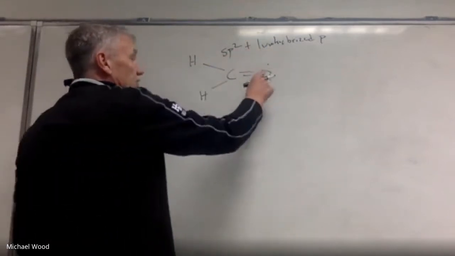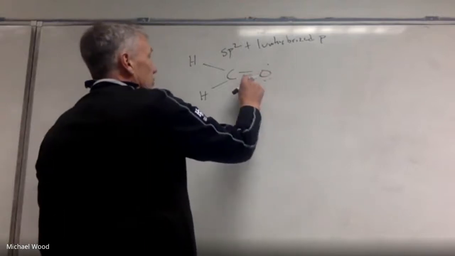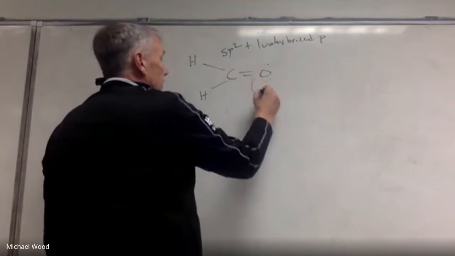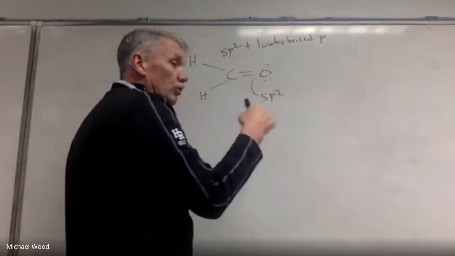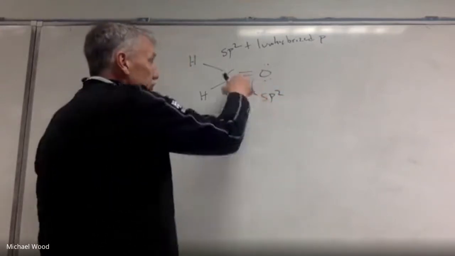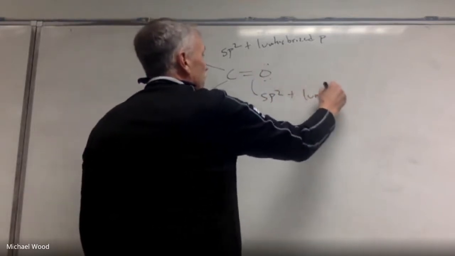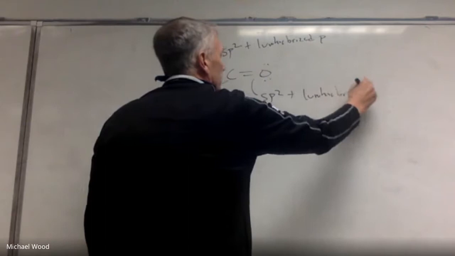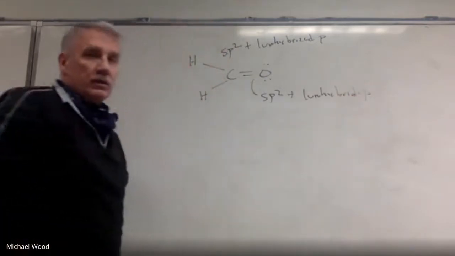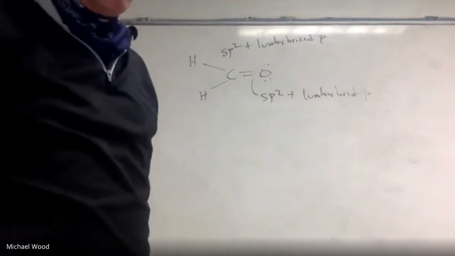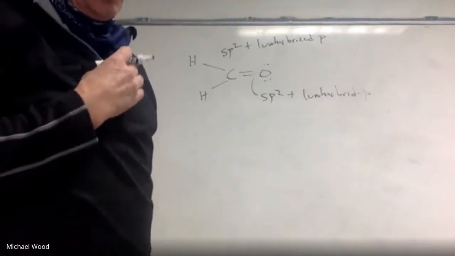And around the oxygen, again, if I count the electron domains, there's 1, 2, 3. So I have the same thing because I have 3 electron domains. It's also sp2, the normal hybridization for the first bond. And then the second bond is an unhybridized p. Okay, and we'll come back on Tuesday, tomorrow in class. I will do one more like that.